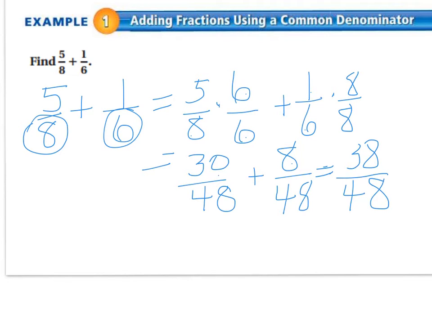We could leave it like that, or we could try to simplify it to its lowest terms. I see an even number in both the 38 and the 48 in the ones place, so I know that I could divide both of those by 2, thinking back to my divisibility rules. 38 divided by 2 would give me 19, and 48 divided by 2 would give me 24. So that would be the answer in simplest form. Again, I just divided the numerator and the denominator by 2. Since I'm dividing both by 2, I'm not changing the value, I'm just reducing it to its simplest form.